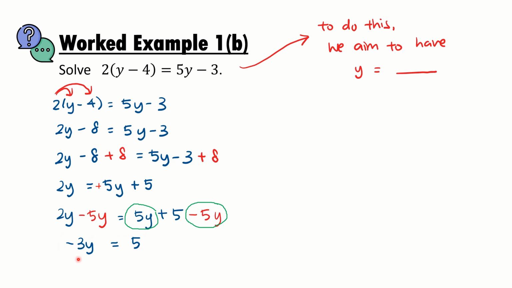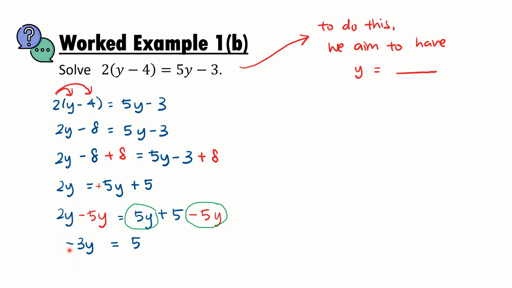Now that we have negative 3y equals 5, we are still one step away from achieving y equals something or y equals a number. That one step away is being hindered by this negative 3 over here. So this negative 3 is multiplying with the y. Okay, it is multiplication over here. It is not a subtraction. Do not be deceived by the negative sign. This negative sign is for the idea of negative 3 as the coefficient.